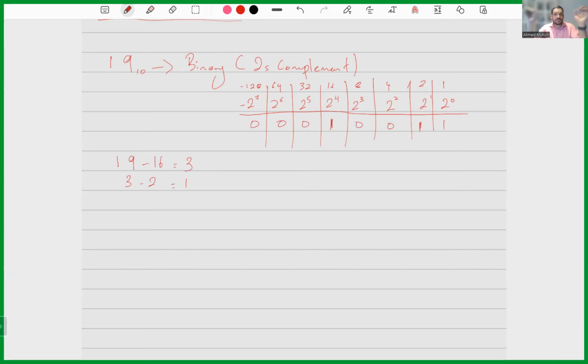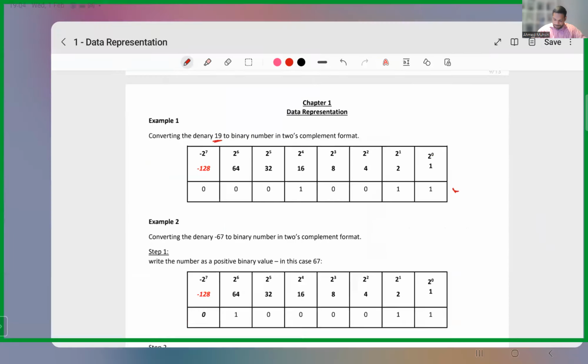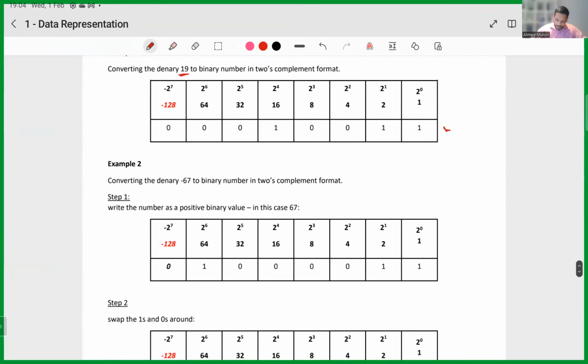Okay, this is how you convert 19. Okay, let's take another example. We are taking the number minus 67. So now I'm giving you a negative decimal value and I'm telling you to convert it into binary.